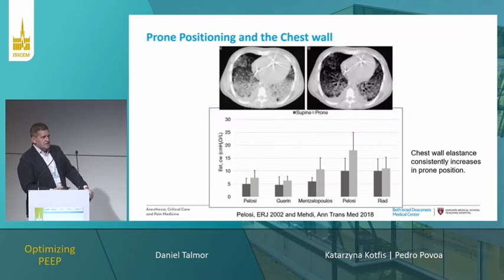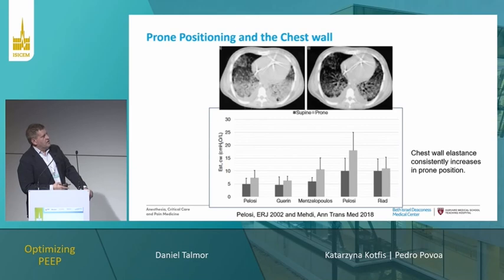What else happens to the chest? Multiple studies have shown that the chest wall elastance increases in prone positioning. And elastance, the inverse of compliance, means the chest wall gets less compliant when we prone a patient. And probably that has to do simply with positioning. The anterior portion of the chest, which is more flexible, is pushed down on the bed by the weight of the patient, reducing the compliance of the chest wall.